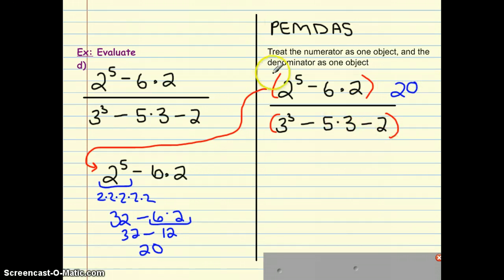Now we're going to find the answer for our denominator. So I'm going to grab that, put that down here, and we're going to start, we have no parentheses here, so we're going to hit our exponent first. 3 to the 3rd power is 3 times 3 times 3, which is 27. We're going to drop everything else down.